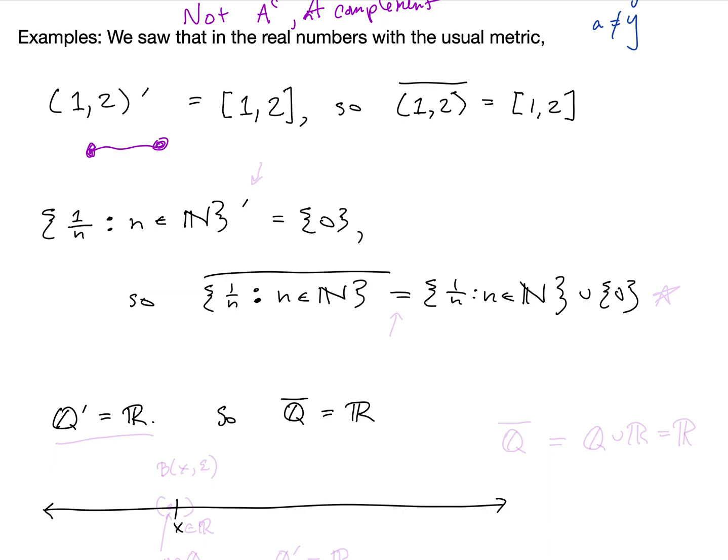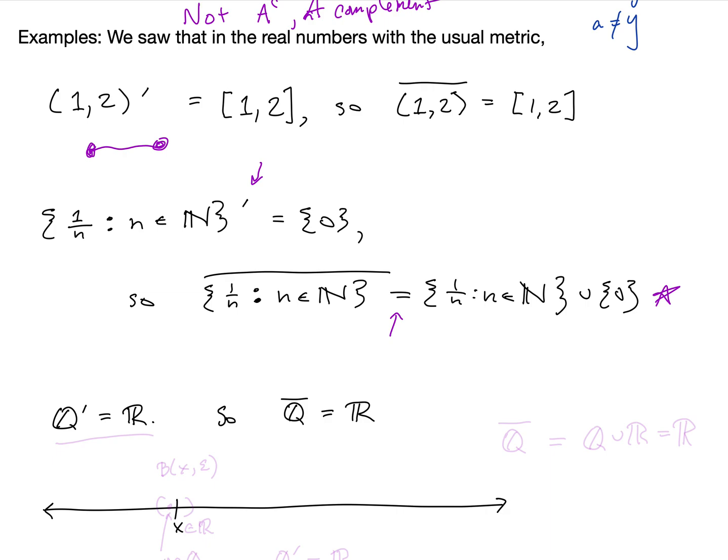We also found the limit points of the set 1 over n, such that n is a natural number. The limit points of this set, again denoted with this prime, the only limit point of that set we saw previously is the number 0. That's the only limit point. And so that means that the closure of this set, the set together with its limit points, is the original set unioned with its limit point. This is the only nice way to write that, I would say. One final example.